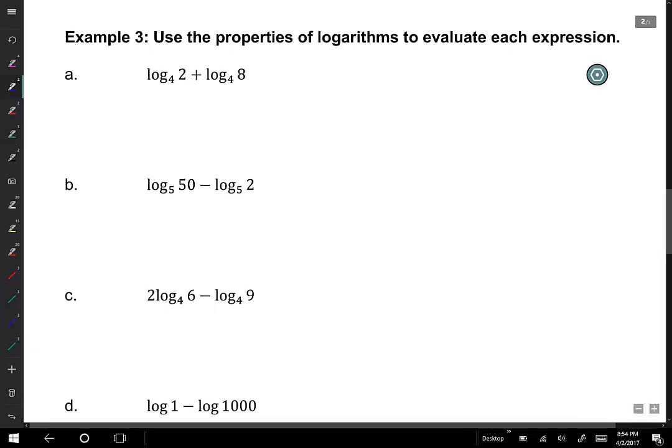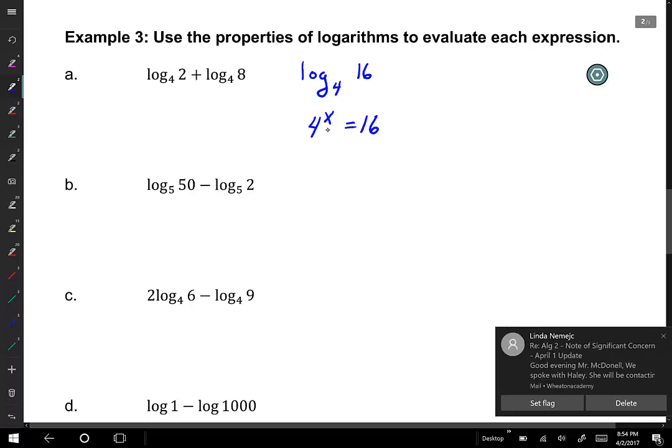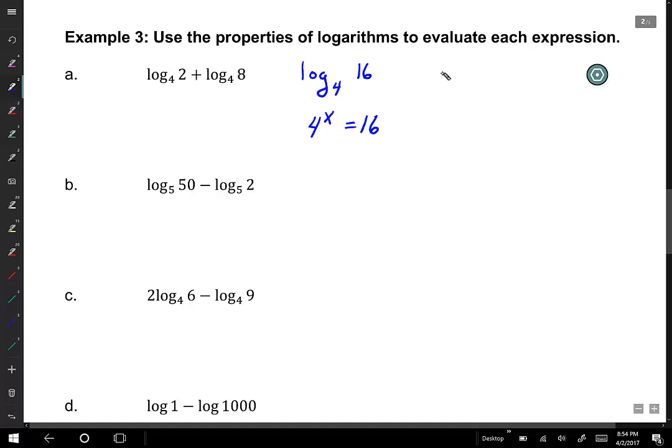So we have an addition problem here. As you know, that's going to be the log base 4 of 8 times 2, which is 16. And now we're going to think about this as we transform this. Log base 4 of 16. Well, that means we could think of this as, hey, 4 to the what equals 16. And hopefully you'd see 4 to the 2 equals 16, therefore x equals 2, or our answer is just 2.